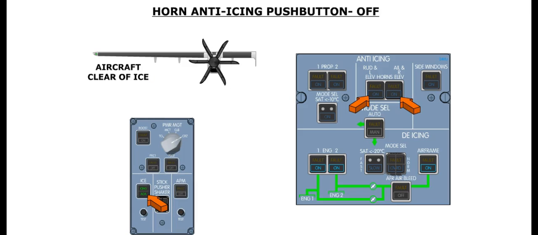The green icing AOA light can only be extinguished manually by depressing the push button after both horn anti-icing buttons have been selected off. This should only be done after the crew has confirmed that the aircraft is clear of ice. By deselecting horn anti-icing, the stall warning AOA threshold is reset to the values defined for flight in normal conditions.